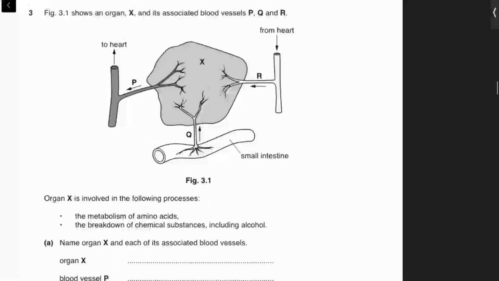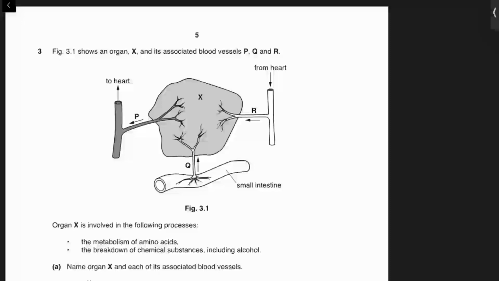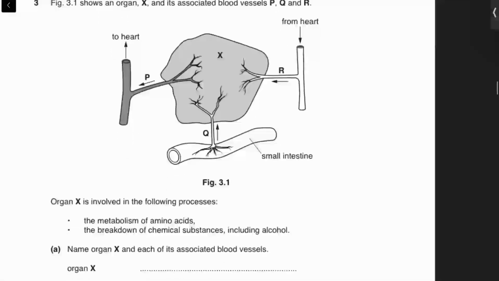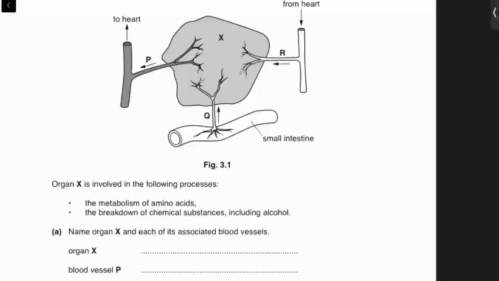Next question. Organ X. This is for you. We have already covered this. Figure 3.1 shows organ X and its associated blood vessels P, Q, and R. Organ X is involved in the following processes: the metabolism of amino acids, the breakdown of chemical substances, including alcohol. What is this organ X? Liver. So one of the roles of the liver is deamination.